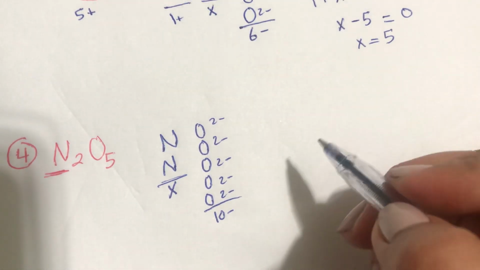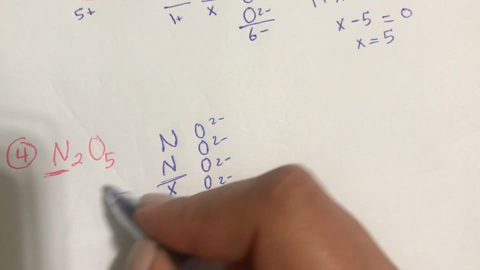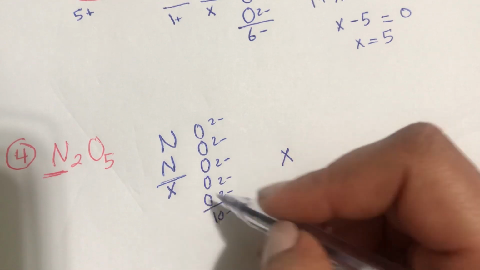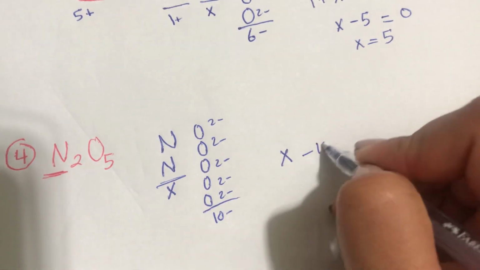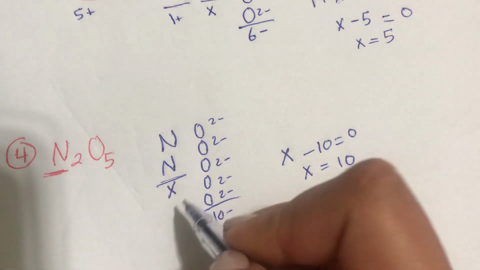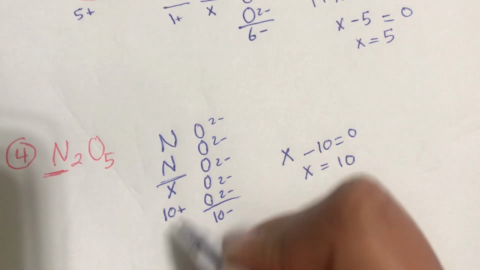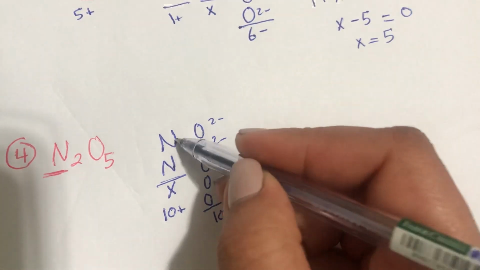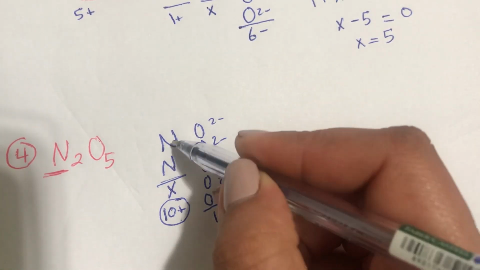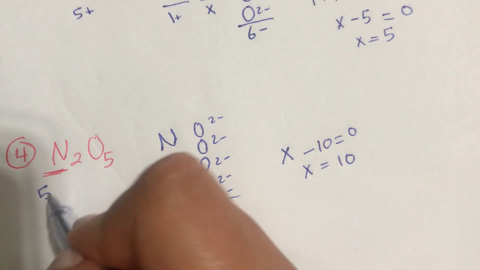So it's a neutral compound. When you add the oxidation numbers to each other, the total is 0. So x equals 10. You have 2 nitrogen atoms with total positive 10. So each carries positive 5.